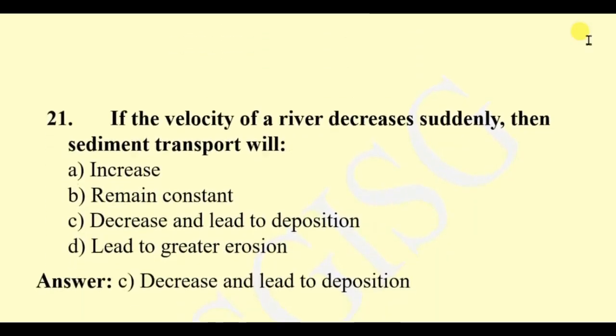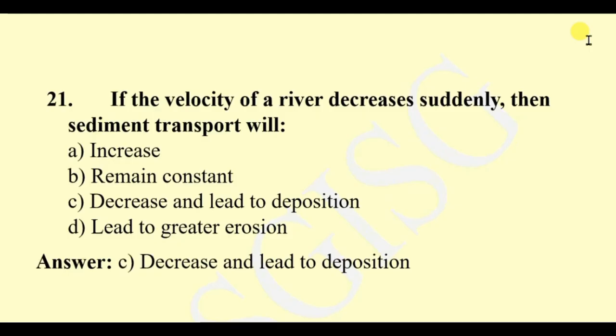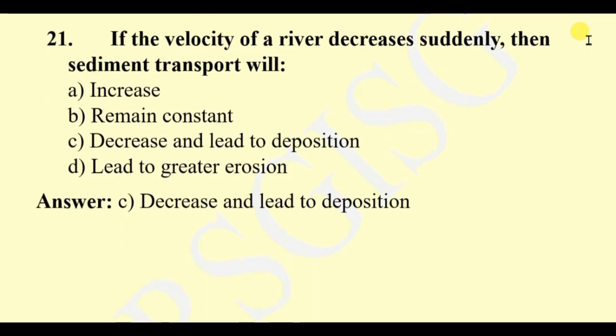River erosion and deposition category. If the velocity of a river decreases suddenly, then the sediment transport will increase, remain constant, decrease, and lead to deposition, or lead to greater erosion. Here the right answer will be decrease and lead to deposition, because velocity decrease means energy becomes less, so more deposition.